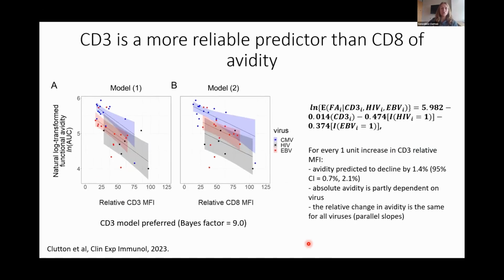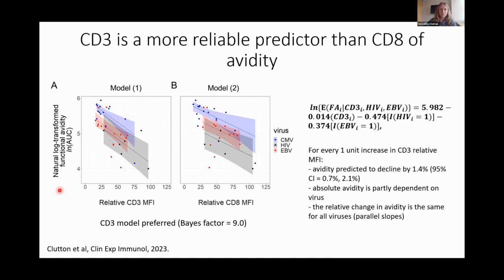We were keen to develop mathematical models to describe the relationships that we had observed, and also determine whether CD3 or CD8 was a more reliable predictor of functional avidity. Here our statistician colleagues generated generalized linear models with log links. The data you see here are the same as from the previous slide. It's just that the avidity has been log transformed to allow linear relationships to be described.